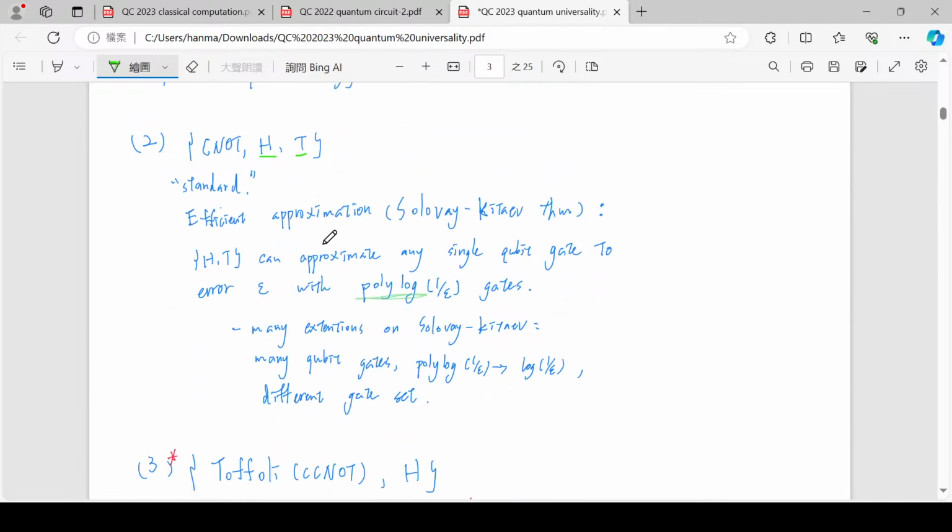Okay. And yeah, so this is a really important theorem in the theory of quantum computation, and there are many generalizations. For example, you can think about how well you can approximate many-qubit gates using this gate set or another gate set. And you can also think about getting a better parameter in Solovay-Kitaev. So you have a polylog here, and you want to see if you can get just log of 1 over epsilon.